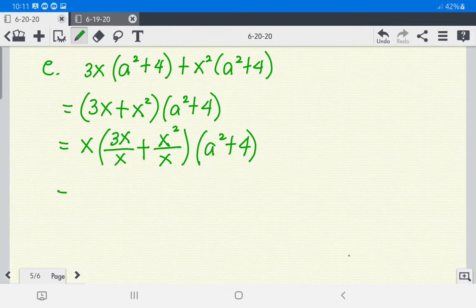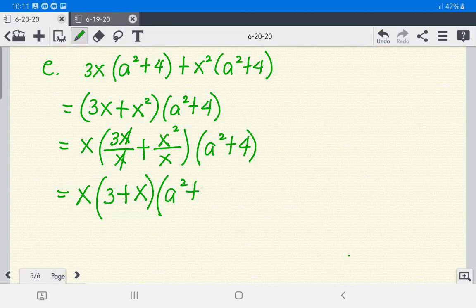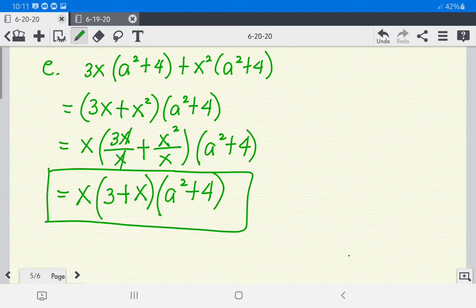Then copy x times 3x divided by x. You cancel the x variable, so we have 3 plus x squared divided by x. You just subtract the exponents: 2 minus 1, we have 1, so you just copy x only. Then times a squared plus 4. So the answer, or the factors, are x, 3 plus x, and a squared plus 4.